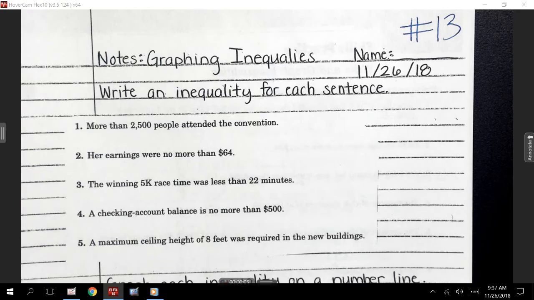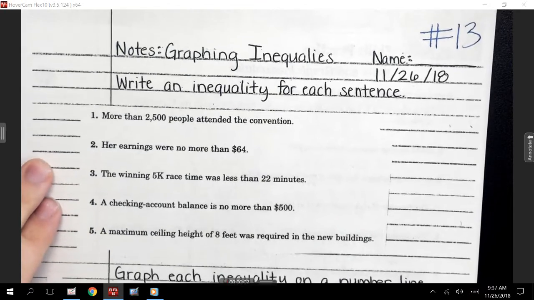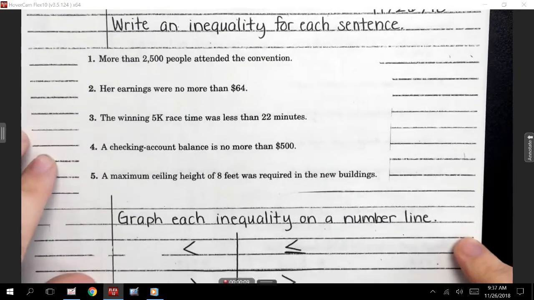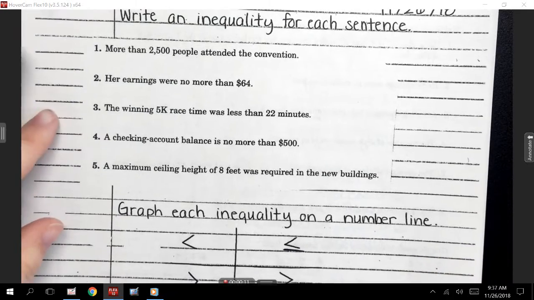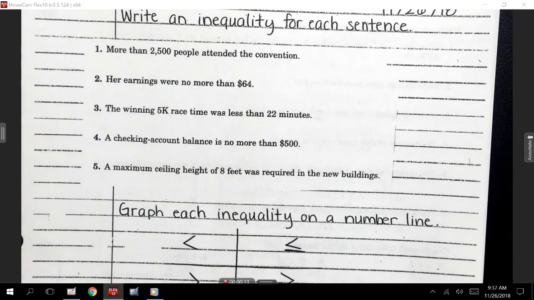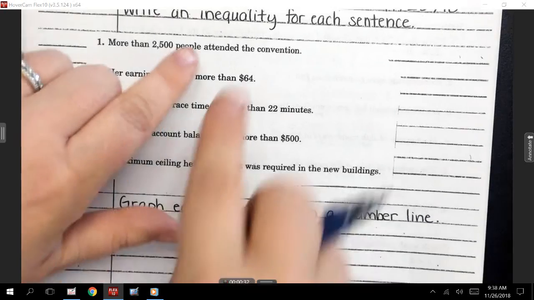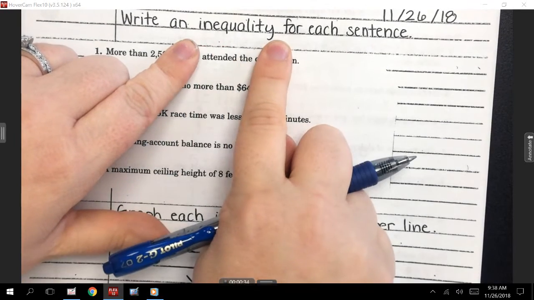For number 13, we're going to be writing inequalities first. So we're going to start off by writing them. And I want us to think back, this is very similar to when we were writing expressions. We had to pick a letter, we had to say what the letter stood for, and then we had to write out the math. But this is easier than when we were doing the expressions, because what we're going to be writing today is not an algebraic expression that has adding, subtracting, multiplying, all that stuff. We're going to be writing something called an inequality.